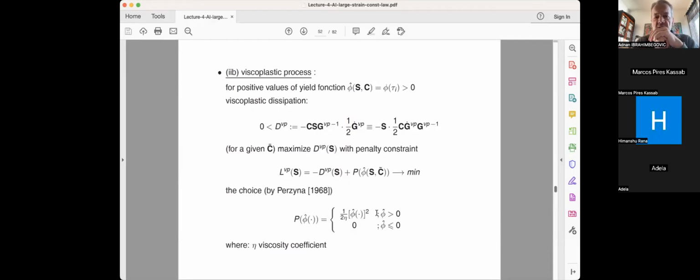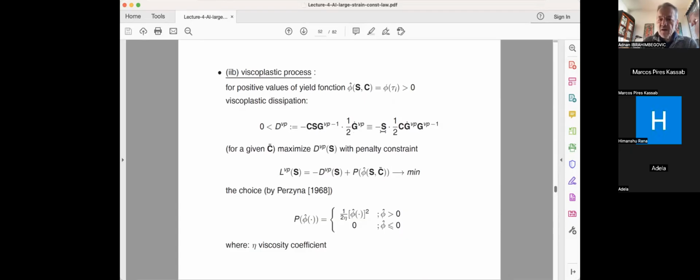If I have viscoplasticity, I can change this slightly. I can then accept the positive values of the yield condition, where phi hat of S and C, or phi of tau I being the principal values of this second Piola-Kirchhoff stress, could be accepted to be positive, and that's actually what is producing the dissipation. So in this case, I call this viscoplastic dissipation. So instead of being GP, this is now GVP, like viscoplasticity, to the minus 1 times 1/2 G viscoplastic dot.